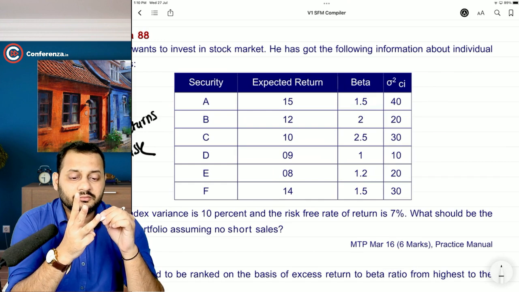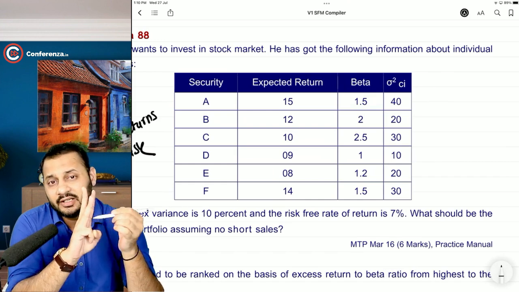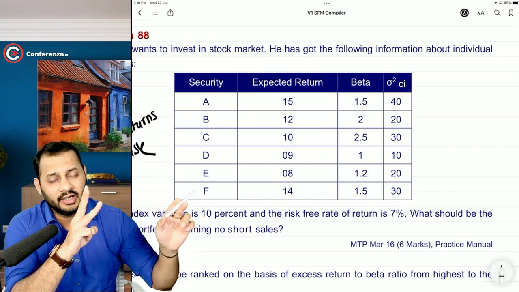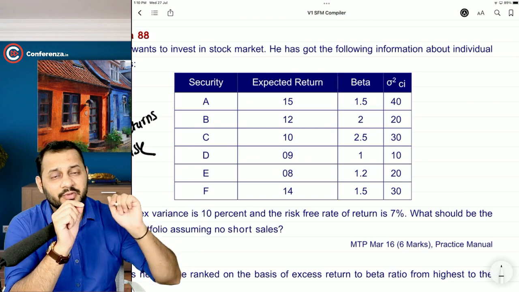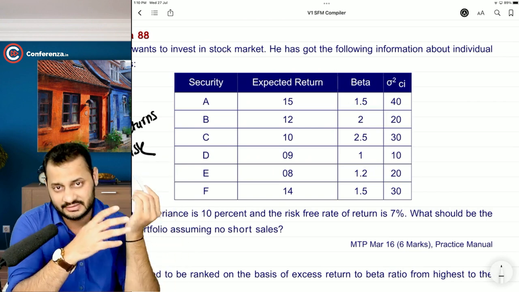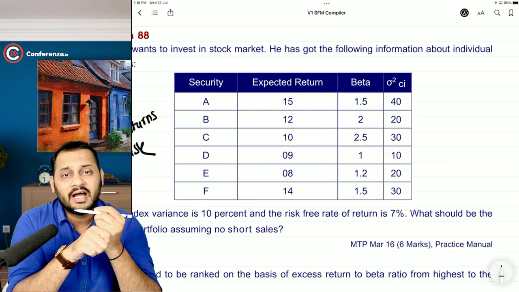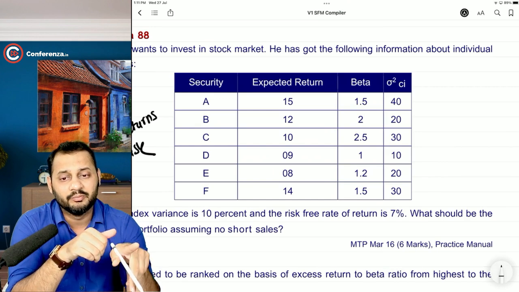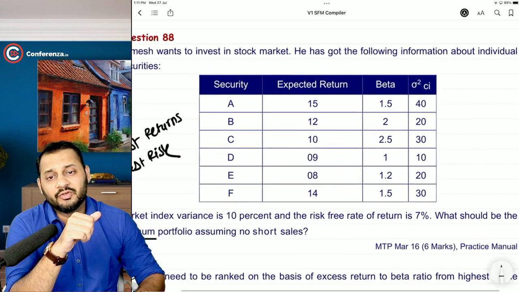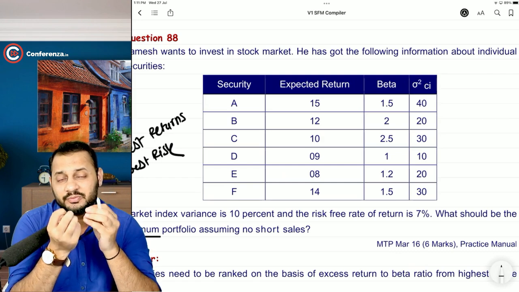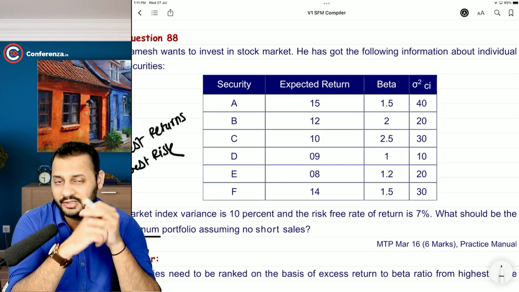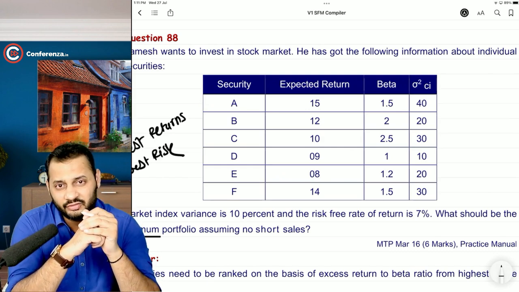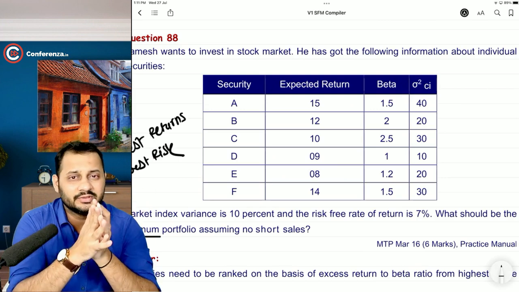Then after calculating the cutoff point for all the securities, we will have to find out at which particular level the C value is highest. That highest C value and the securities above that will be selected for the optimum portfolio. And then you will have to find out how much of the total investment should be invested in the selected securities. You will have to find out the weight of all those securities. So these are certain steps that you need to follow.